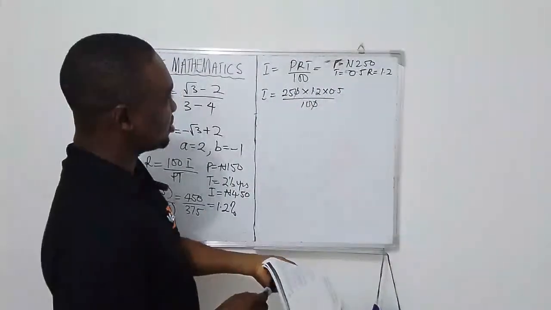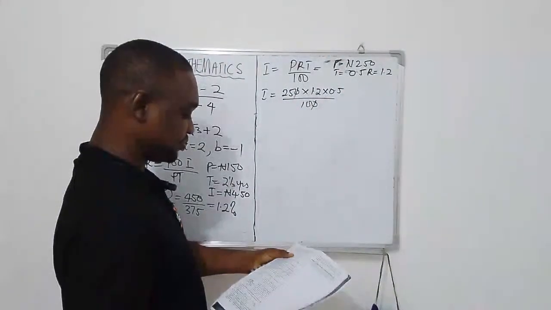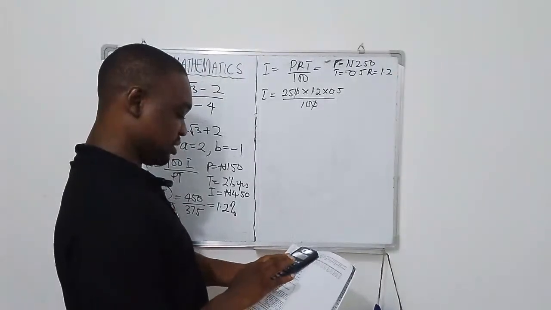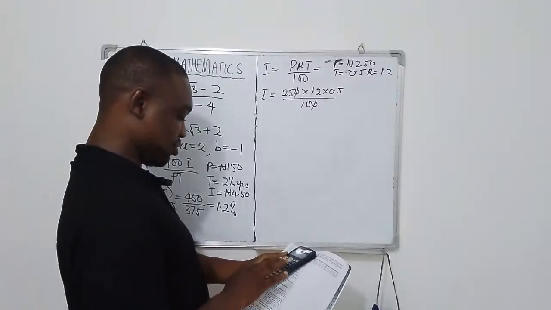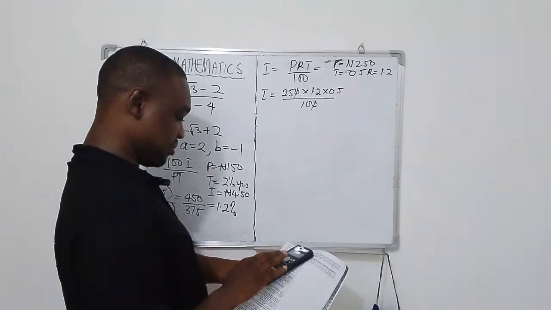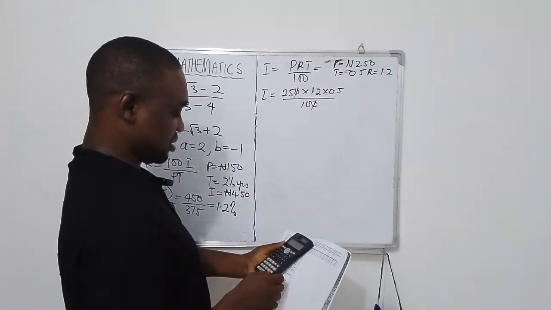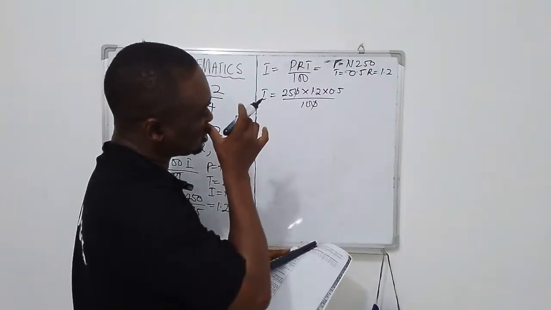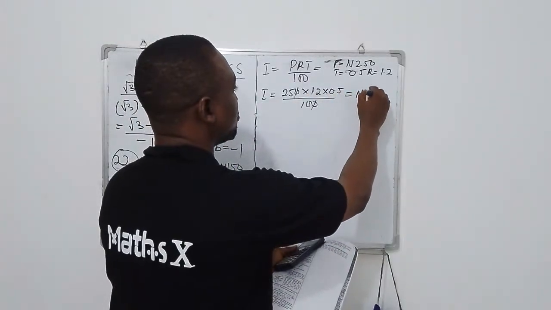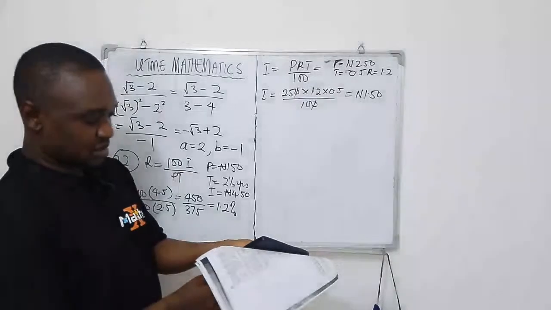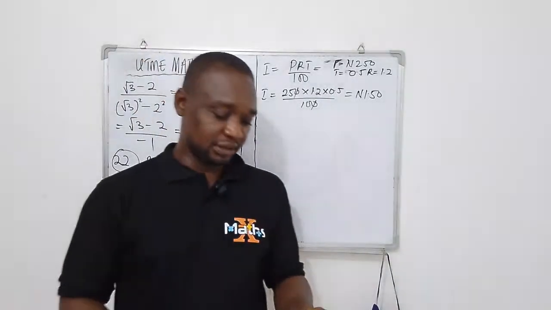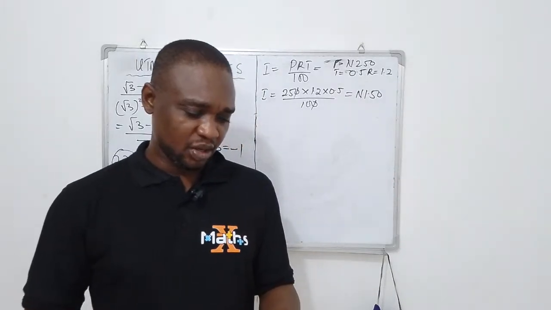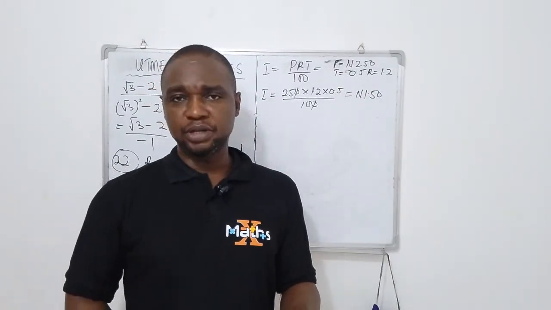Cancel and cancel. Let's see what else we can do here. Let me use the calculator. I don't have time to waste. So we have 25 times 1.2 times 0.5. The interest is actually 1 naira 50 kobo. That is the interest that we have in this particular question. All right, let's look at number 23.